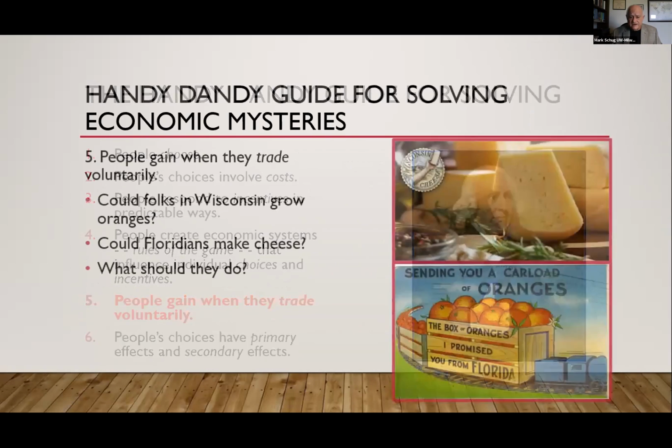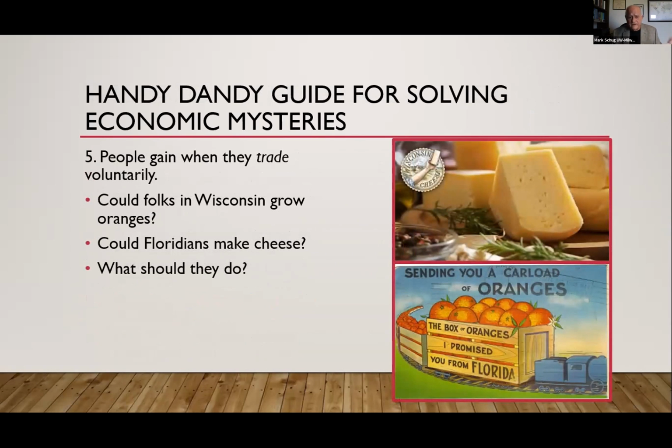Okay, gains from trade. I'm just going to go real quickly. We normally spend a lot of time on this, but could folks in Wisconsin grow oranges? Yes, they would just be $5 oranges. Could Floridians make cheese? Of course they can. It's a large amount of agricultural land in the central parts of Florida, north of the Glades. There's all kinds of farm country up there. Should they? No, of course not.